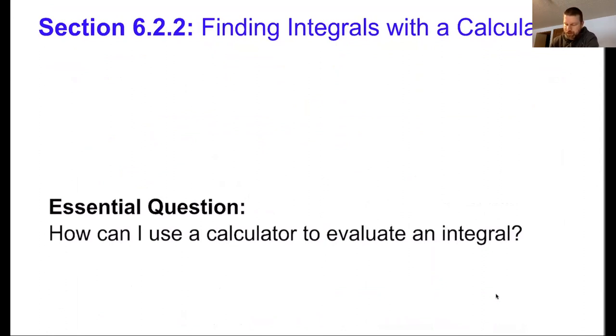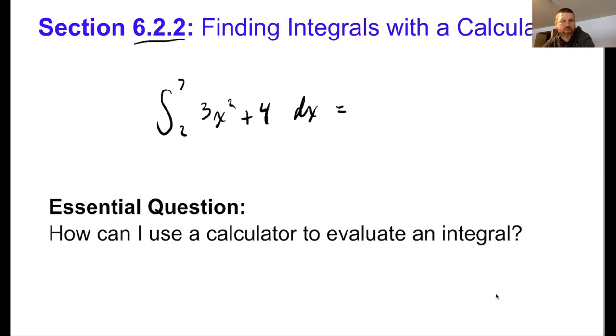Hello, welcome to 6.2.2, finding integrals with a calculator. So today we're going to learn, if I've got the integral from, say, 2 to 7 of 3x squared plus 4 dx, and I wanted to find what that integral is equal to, we're going to find out how to find the exact value of that integral using your calculator.